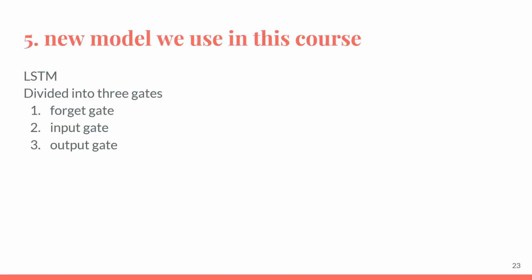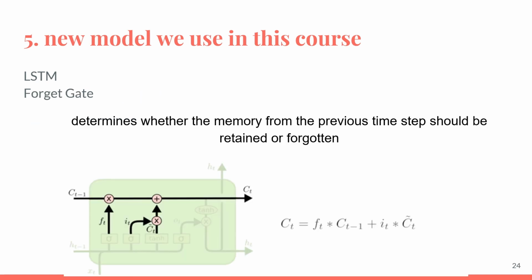In our model, we use the LSTM method, and LSTM is divided into 3 gates. The first gate is the forget gate, and the second gate is the input gate, and the third gate is the output gate. And the forget gate of LSTM determines whether the memory from the previous time step should be retained or forgotten.